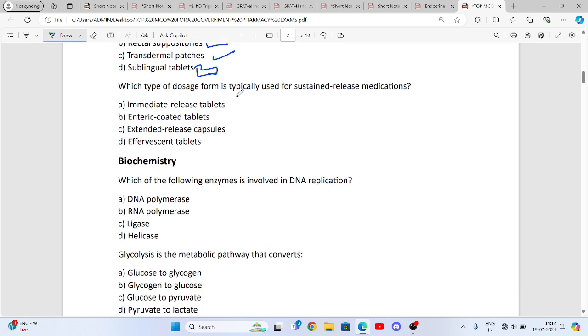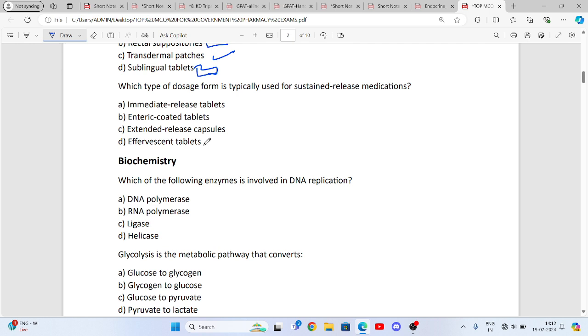The next question, which type of dosage form is usually for sustained release? Sustained release means a release that is after a very long time. Effervescent tablets are those tablets that contain bicarbonates and citric acid, which leads to production of carbon dioxide and bubbles. So Eno is an example of an effervescent formulation.